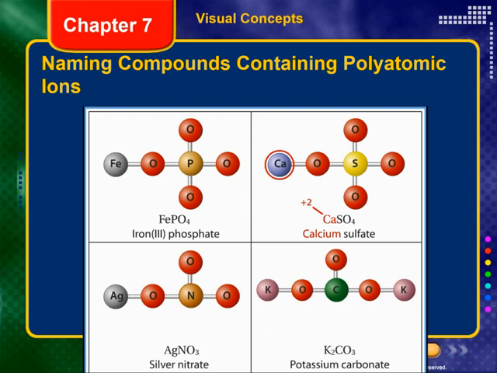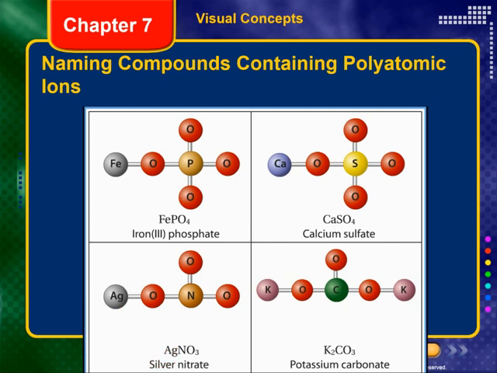Nitrate is another very common polyatomic ion that you want to be very familiar with. It always forms a -1, and silver always forms a +1. So we have the algebraic sum of our charges being 0. I don't have to say silver(I) nitrate because silver always forms a +1. So silver nitrate, and I'm done.